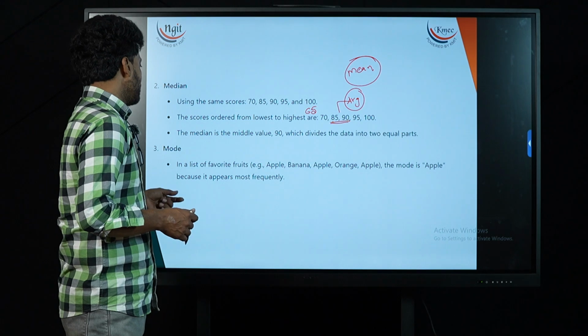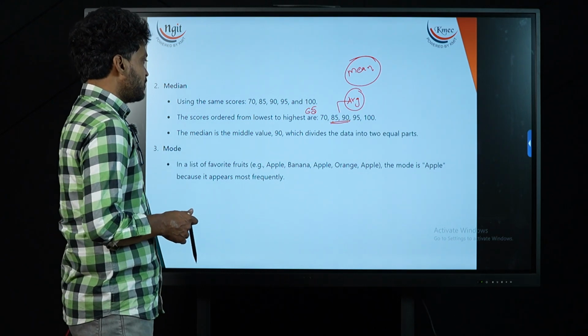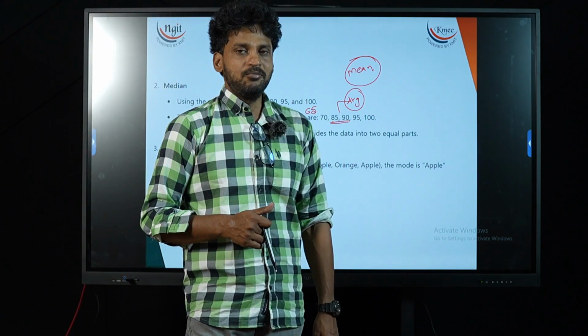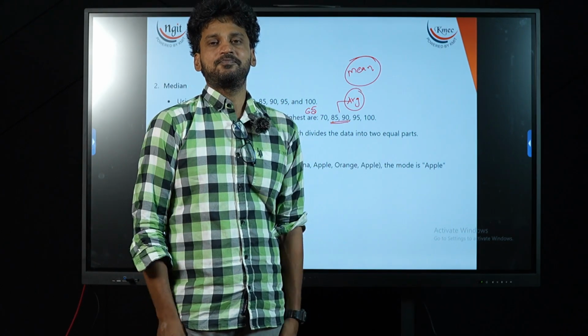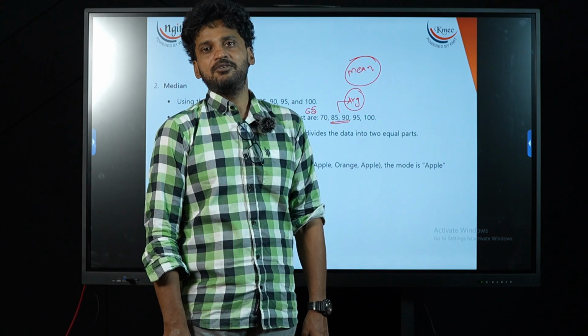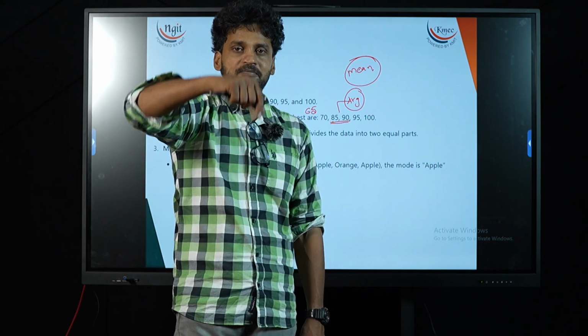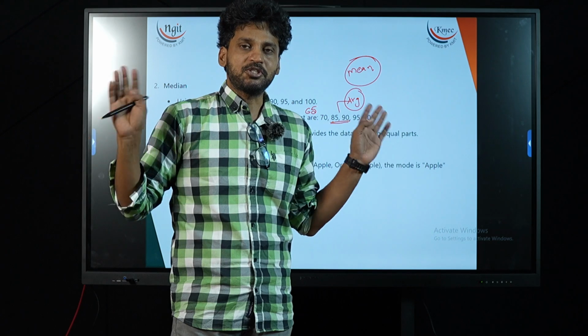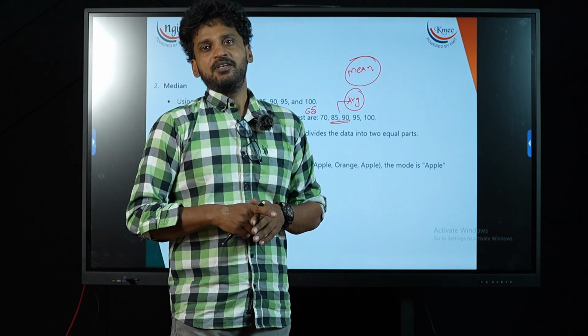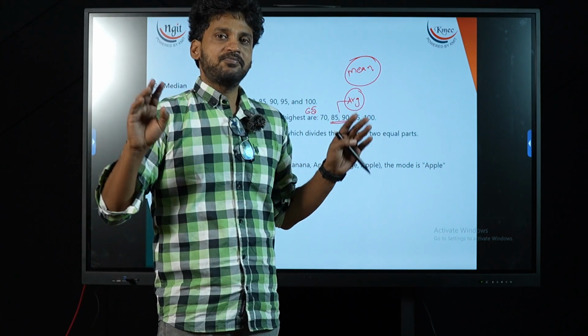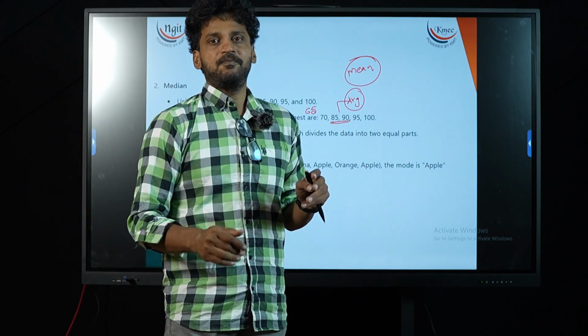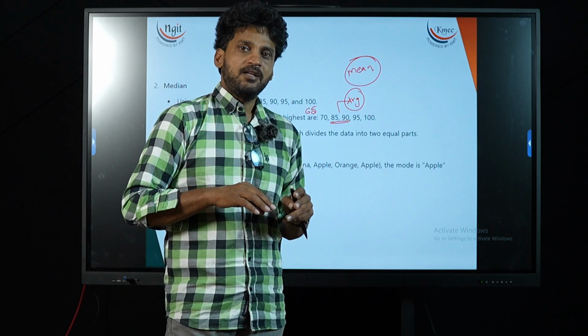Mode is simple. In a list of favorite fruits, apple, banana, the mode is apple. Already we know mode. The mode is the most frequently occurring value. In the earlier session, we discussed frequency distribution. In the frequency distribution, we understood two examples. The first example is ages: 25 is the most common age. The second thing is the likes towards a fruit.